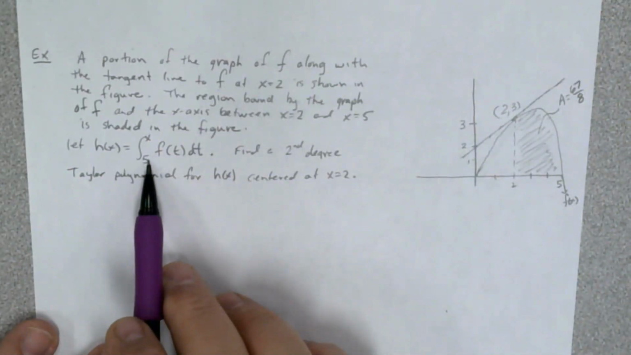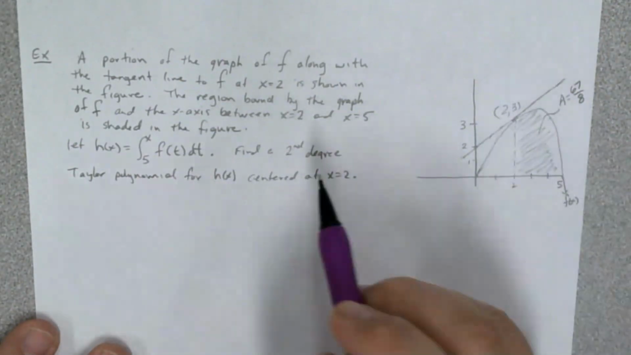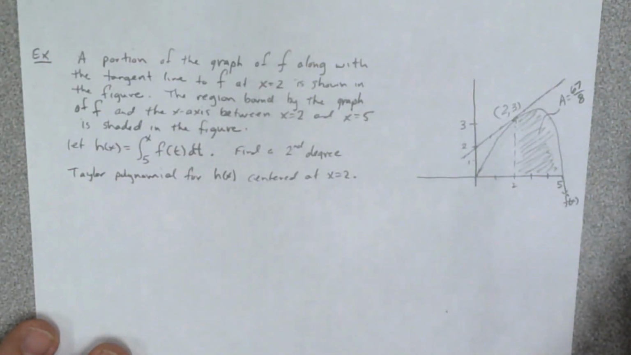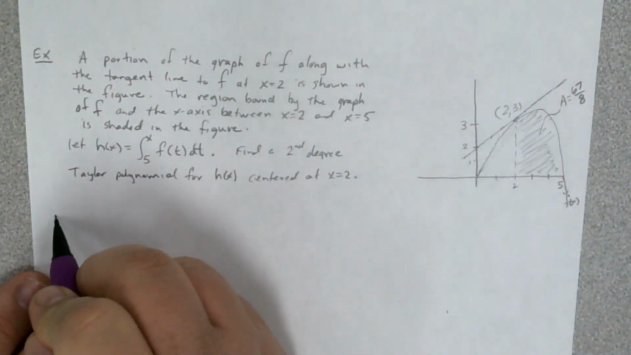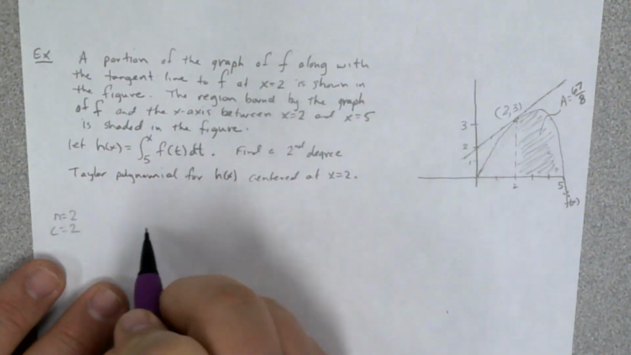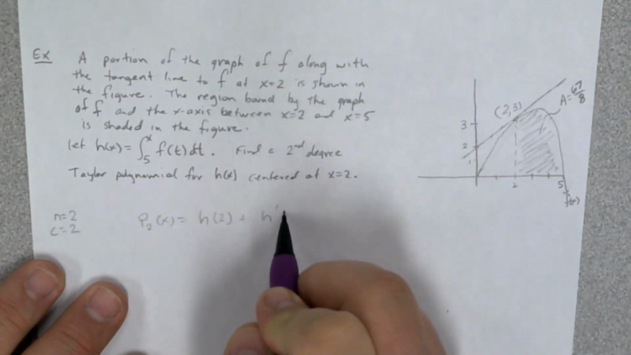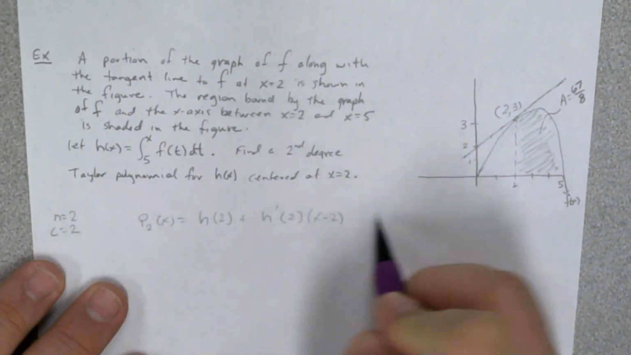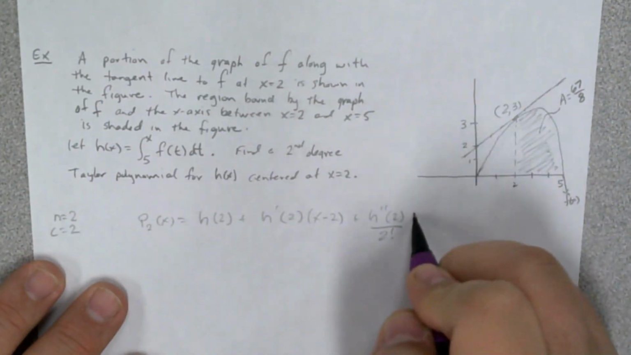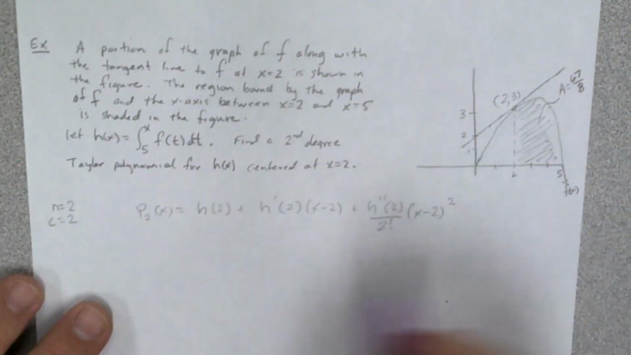H is the integration of f of t, antiderivative of this, from 5 to x. Find a second degree Taylor polynomial for h centered at 2. So again, identify I want a second degree and I'm centered at 2. So for this Taylor polynomial, I need h of 2, h prime at 2 times x minus 2, and then h double prime at 2 over 2 factorial times x minus 2 squared. That's what I need. So I have to find these three things.